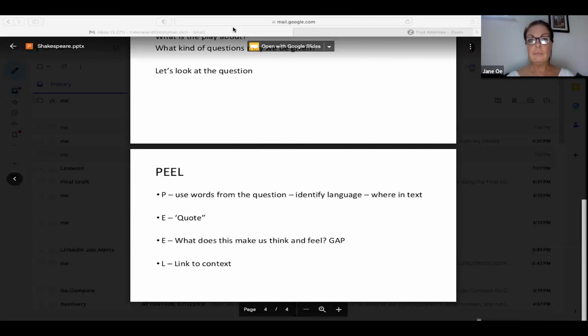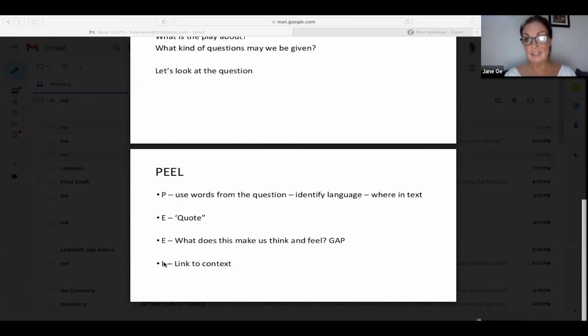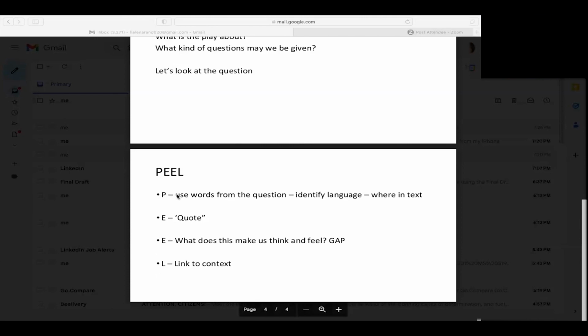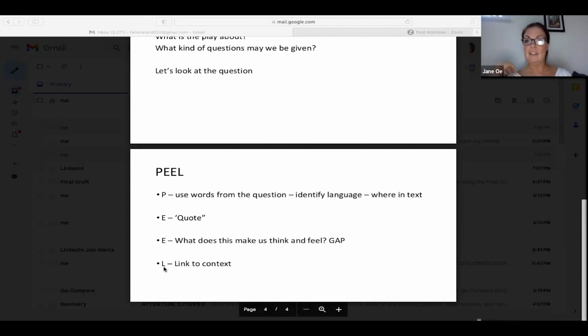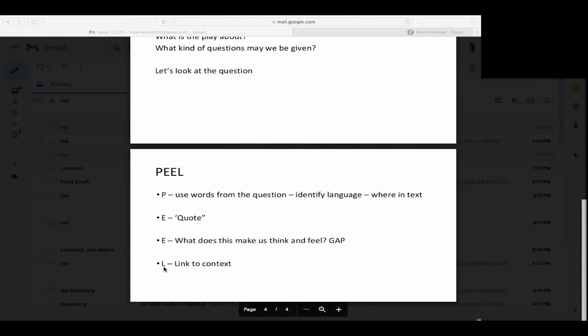P-E-E-L. Yes. Okay, so what does it stand for, Alex? You might use a different one, Alan. That's fine. If you do, just let me know which one you use. Point, evidence, technique, explain. No. Point, evidence, technique, analysis, link. I use PETL, so it's a bit different. Okay, you do PETL. Yeah, that's great. What about you, Alan? What do you do? I can't quite remember which one I do.